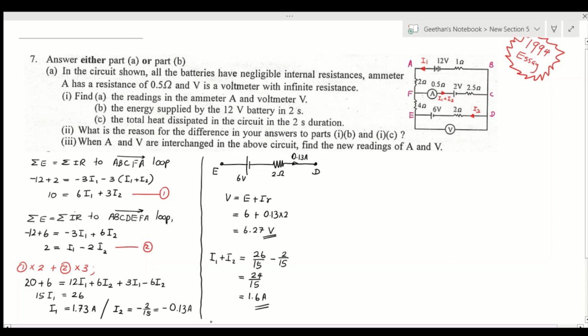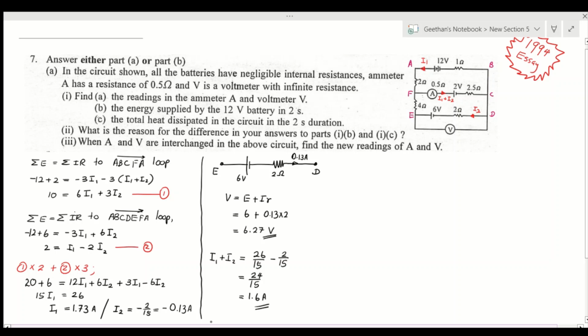So when the current is drawing into the battery, the equation that we can apply in order to find the terminal potential difference is V equals E plus Ir. I have applied that and I get 6.27 volts.